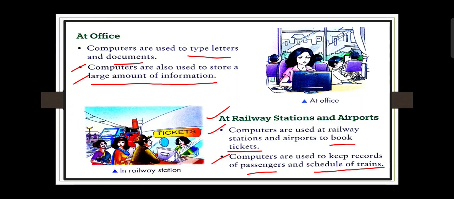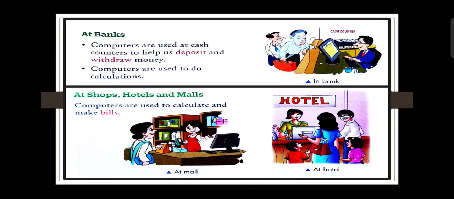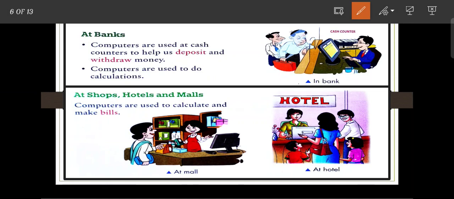Okay, next is at banks. So first, computers are used at the cash counter to help us deposit and withdraw money. That means the computer is used for depositing money and withdrawing money, and the computers are used to do calculations. We all know that computer can do mathematical calculation very fast, so computers are used to do calculations.